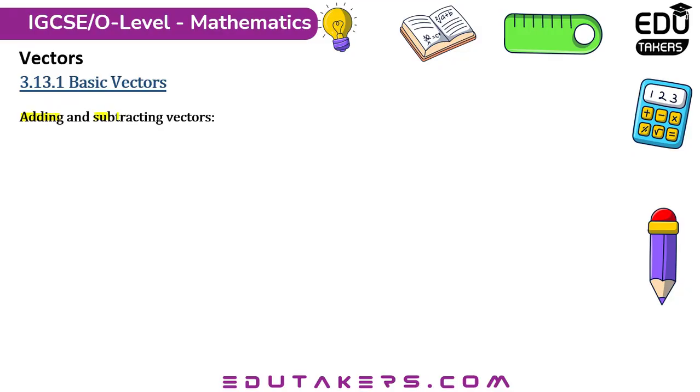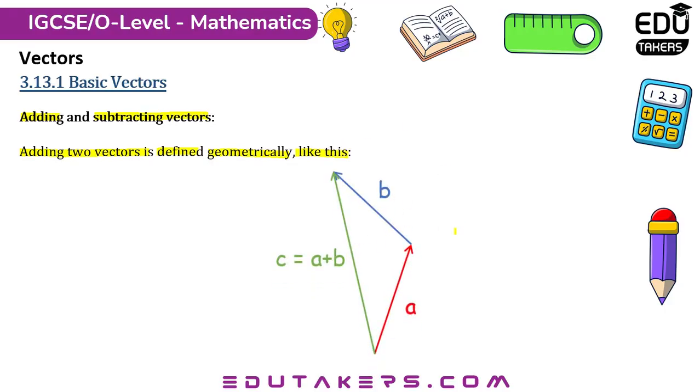Adding and subtracting vectors. Adding two vectors is defined geometrically like this. Two vectors are vector A and vector B. C is the resulting vector of A plus B.